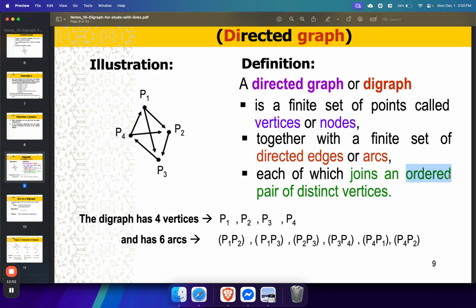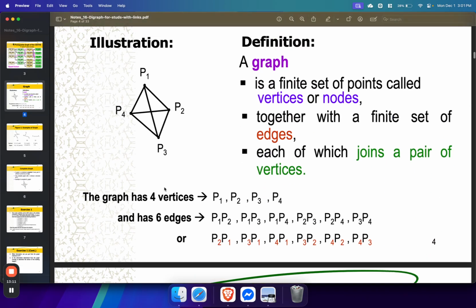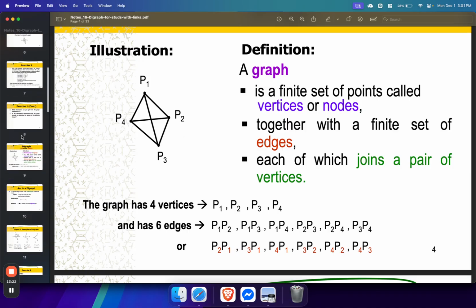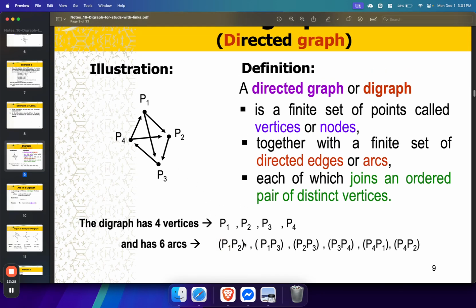There is a keyword here, ordered pair. So that means the order by which we actually compare the vertices matters. For example, right now we have P1, P2, P3, and P4. Those are our vertices. In the previous slides, we mentioned that it doesn't matter if you say P1 is connected to P2 or P2 is connected to P1 because there is no direction in that graph. But when we have a directed graph with arcs, the ordering now matters between the different vertices.